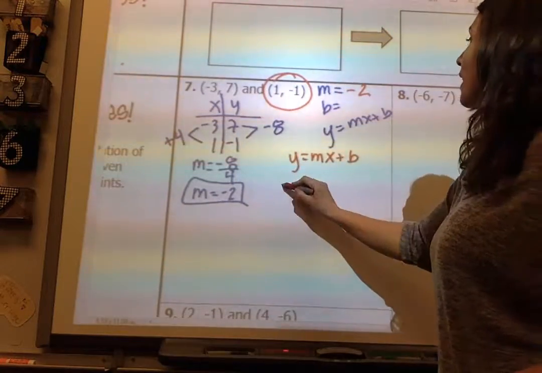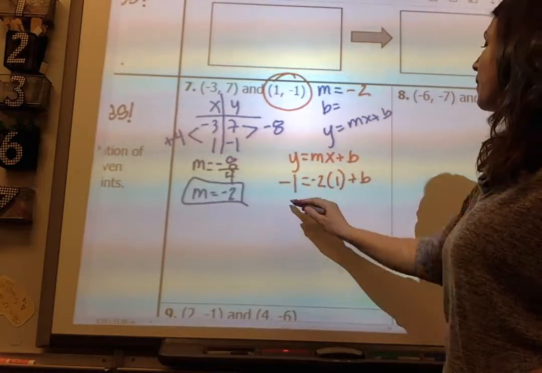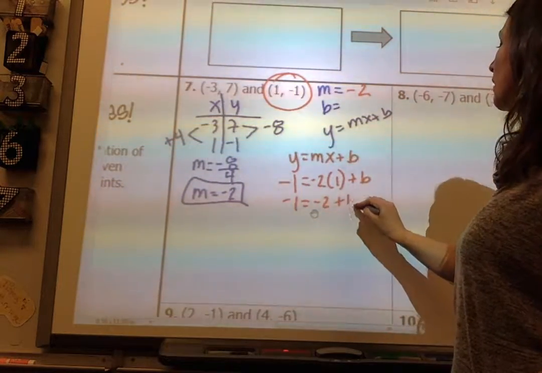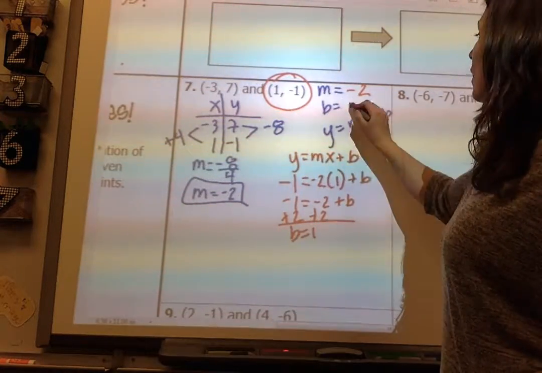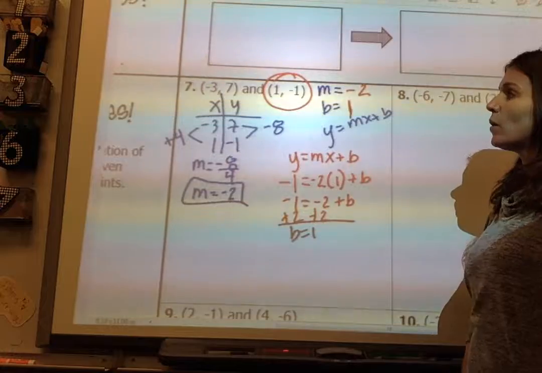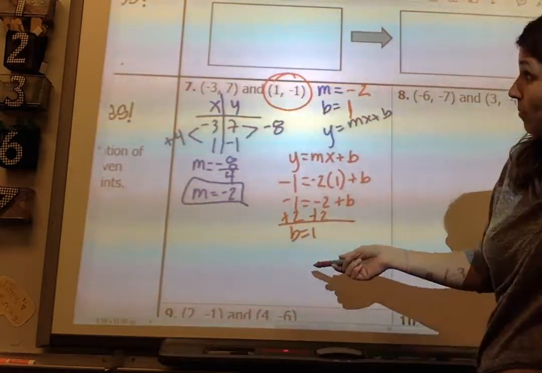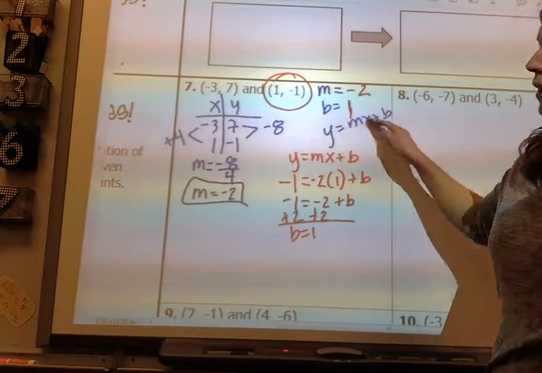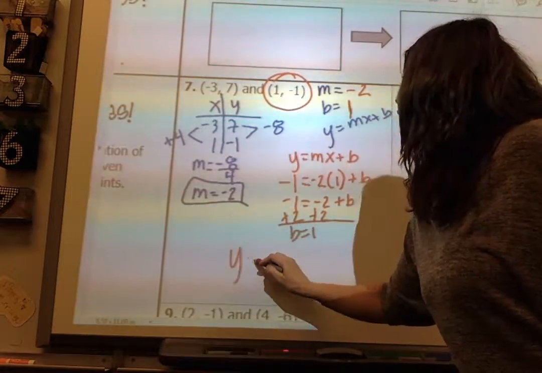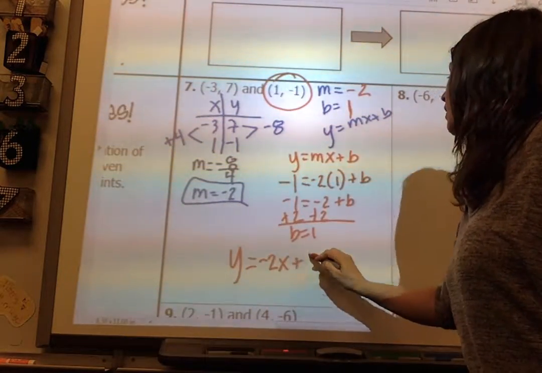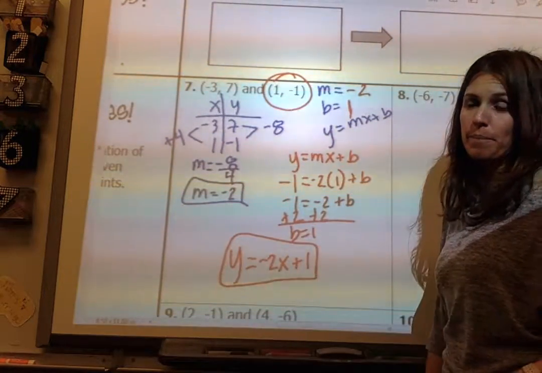So I'm going to use this one, and I get -1 equals -2 times 1 plus b. -1 equals -2 plus b. I'm going to add 2 on both sides, and I get b equals 1. So boys, you should have gotten b equals 1 by using -3 and 7. Girls, you should have gotten +1 by using 1 and -1. We all get the same. So now I'm going to plug it in to y equals -2x plus 1, and we all get the same slope-intercept equation.